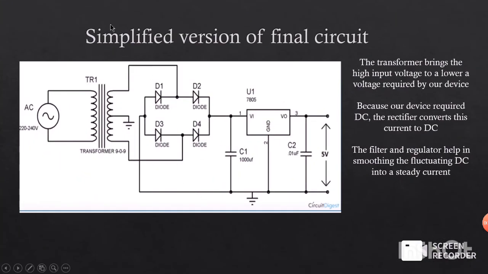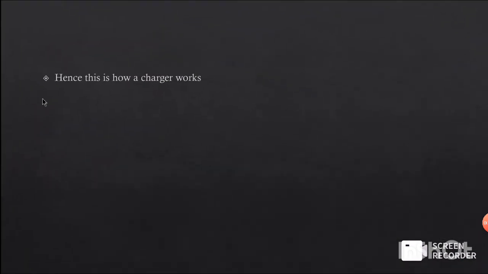So this is the simplified version of the final circuit and explains exactly how our charger works. The transformer brings the high input voltage to a lower voltage required by the device. Because the device requires DC, the rectifier converts this current to DC. A filter and regulator help in smoothing the fluctuating DC into a steady current, and hence we can use this. And this is how our charger works.